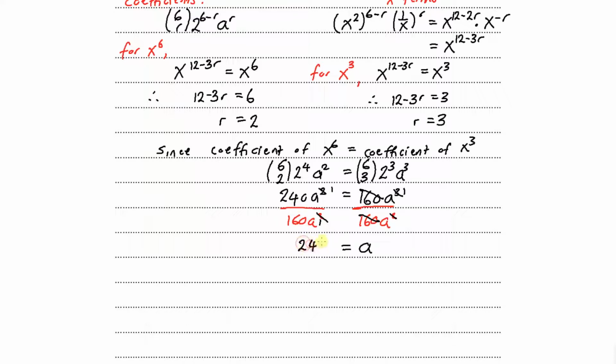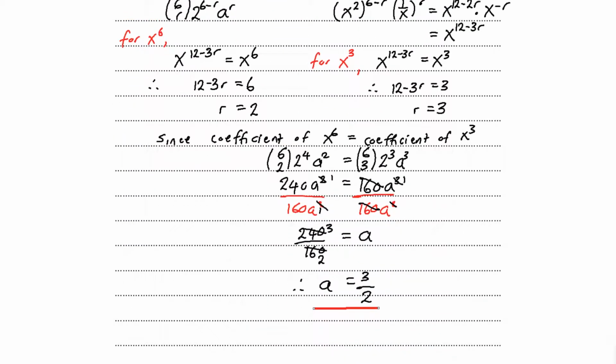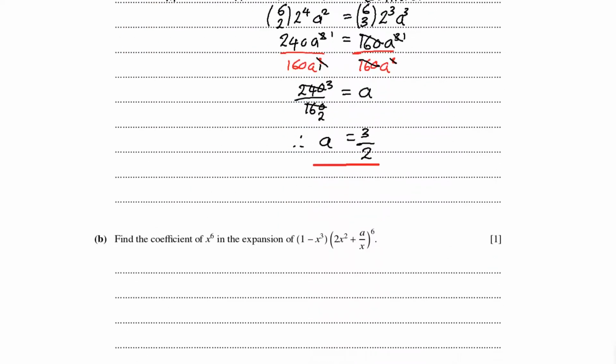So that's 240 over 160. Now this can be reduced to 3 over 2, because 80 gets into here 2 times and 80 gets into here 3 times. So it therefore means that a comes out as 3 over 2. And that's the solution to part A of the question. Let's go to part B.